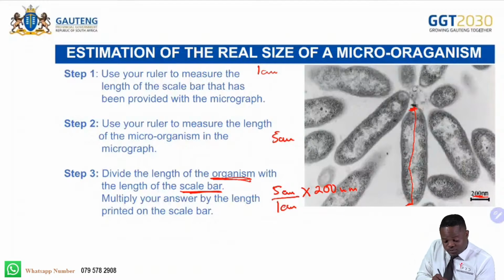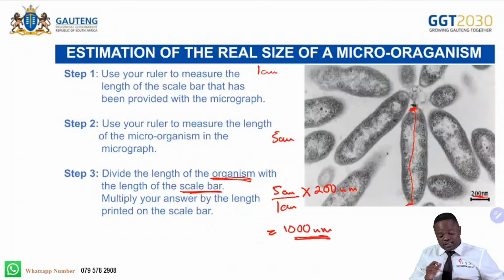Okay, so this will give me 1000 nanometers. And we're saying that will be the actual length, the real size length of my microorganism. Right. I hope you mastered those steps. That is how we obtain an estimate of the real size of our microorganism.